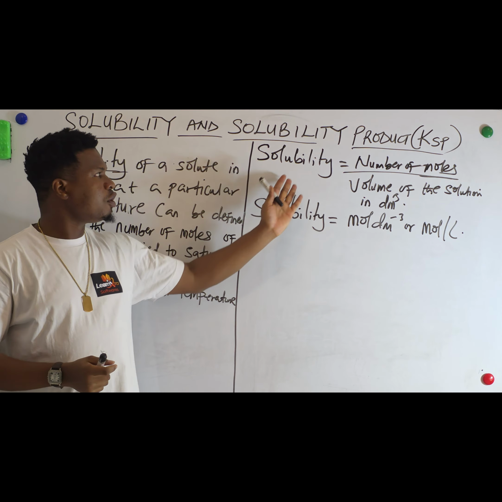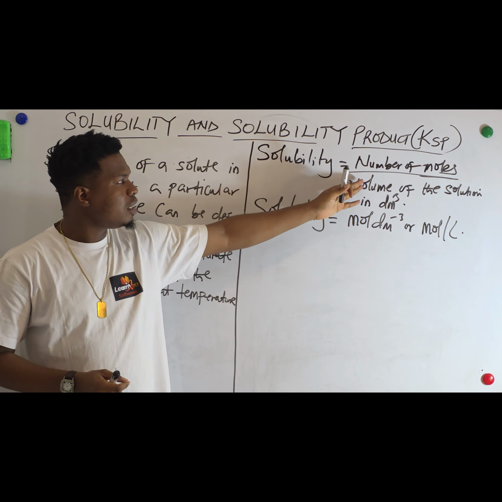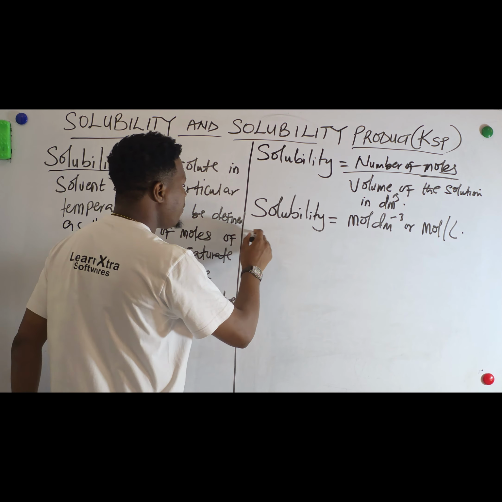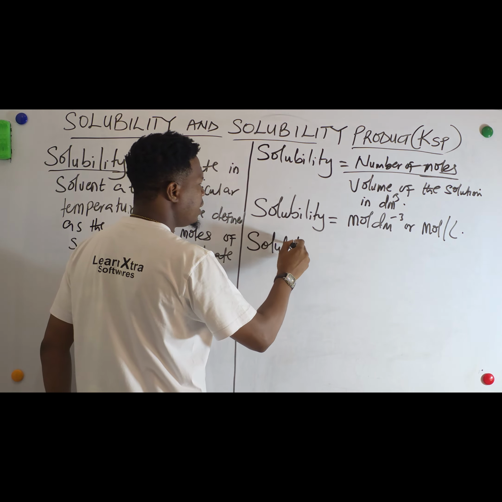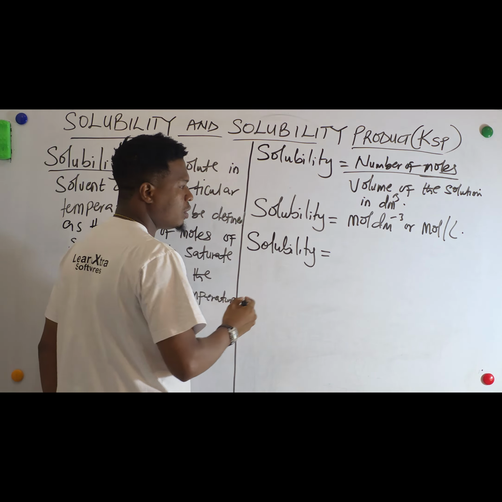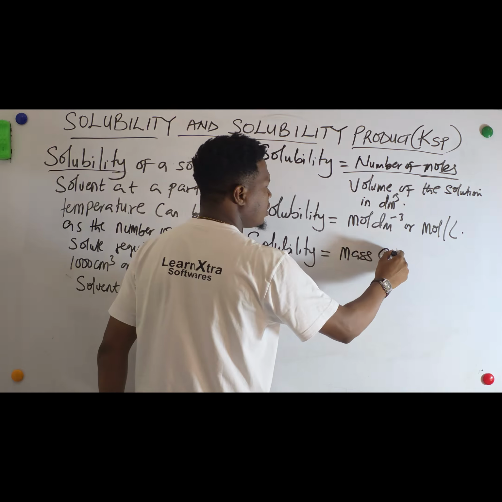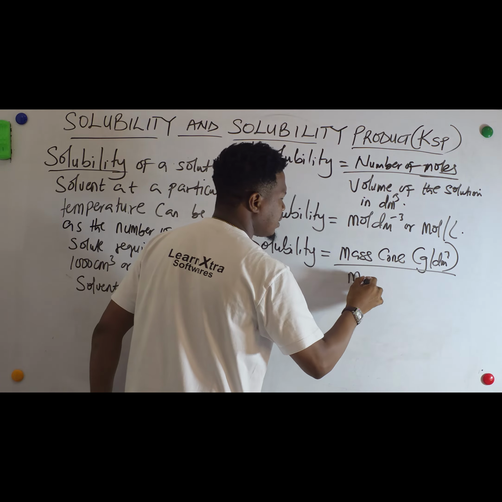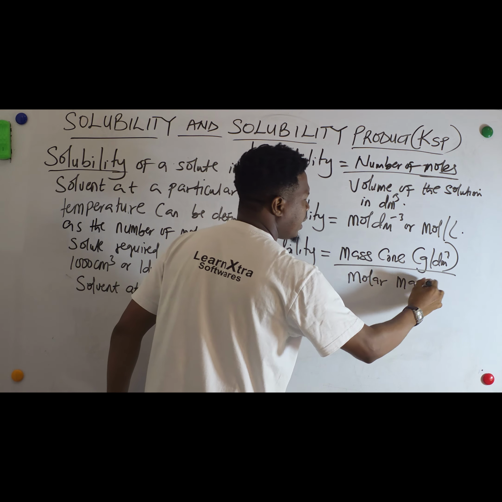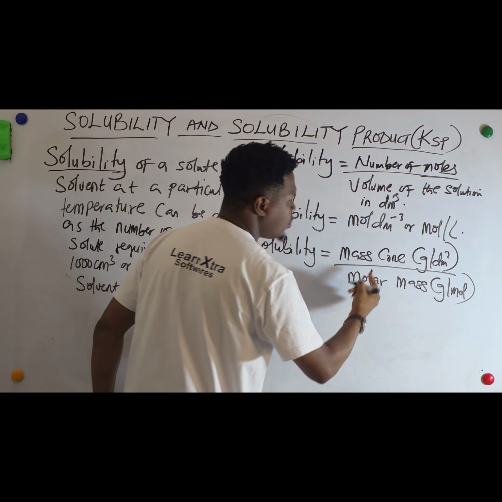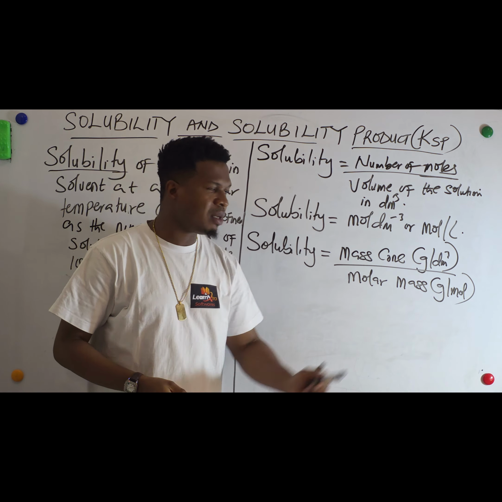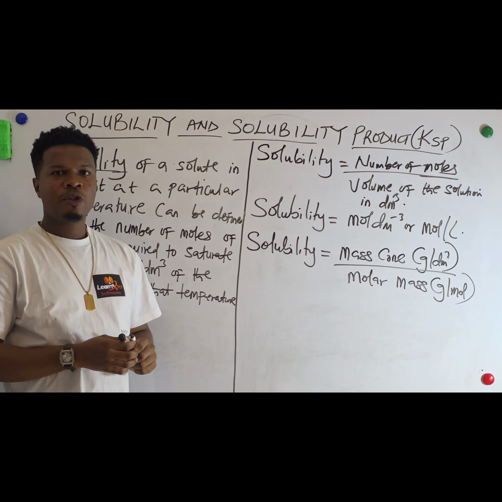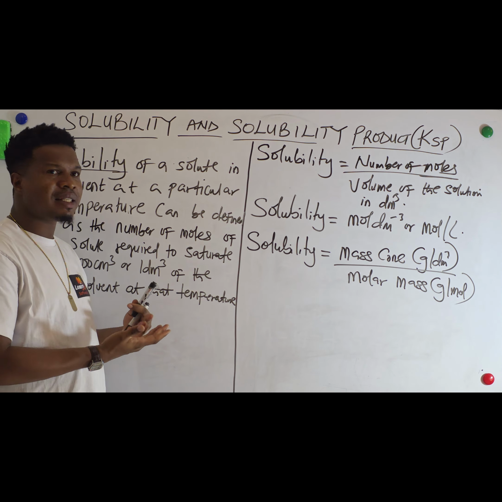So now, if solubility is equal to this, it means that we can evaluate solubility if we know the number of moles of the solute and also the volume of the solution. We can also evaluate solubility using the mass concentration of the solute, in gram per dm cube, over the molar mass in gram per mole. If you work out this unit, you still end up with mole per dm cube, because grams cancel grams.